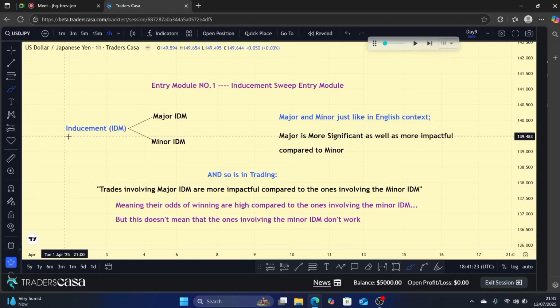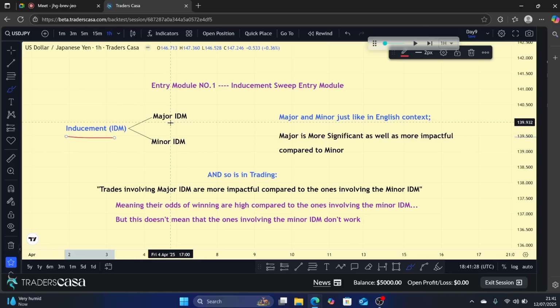And we all know that inducement, obviously abbreviated as IDM, is divided into two. There is major inducement and minor inducement, and I want to believe that by now you all know how to distinguish between the two. You all know that a major inducement occurs after a break of structure. It doesn't matter if bullish or bearish. And a minor inducement occurs before that break of structure, but the context of inducement is actually the same. The recently formed valid pullback, the liquidity resting at that high or low, that's the inducement.